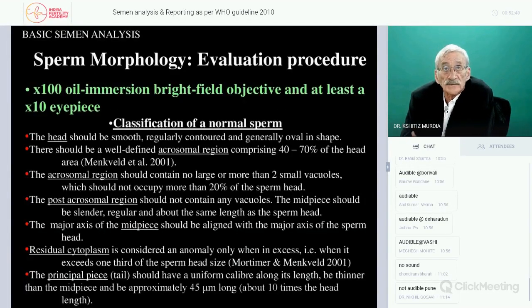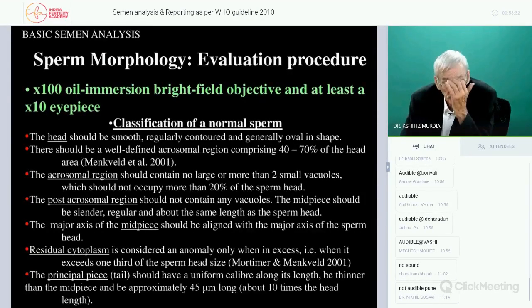So what does a normal sperm look like? It should have a head. It should have a mid-piece, and an acrosomal area in the head area. It should be 40 to 70% of the head area. The post-acrosomal region should not contain any vacuoles. Any vacuole in the post-acrosomal area is a problem. You can see all these details are in the manual. I won't waste your time to read it. You can just check it. This is the criteria for normality of sperm.